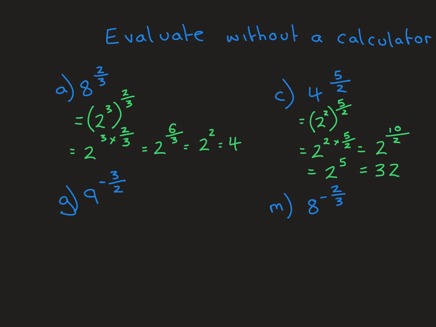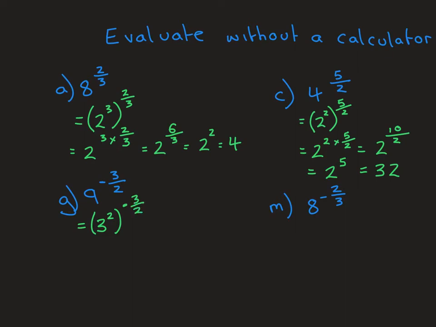All right, so let's look at G. Now we've got 9 to the power of negative 3 over 2. So what we're going to do first, again, is write 9 in index form, okay? So what 2 numbers do we multiply together? 9 we can rewrite as 3 squared, okay? To the minus 3 over 2.